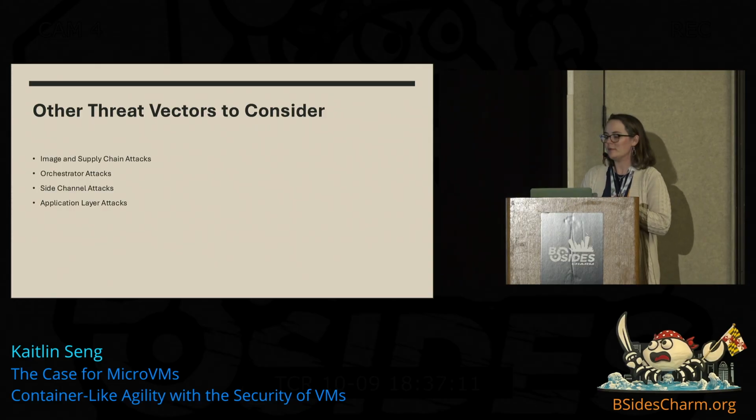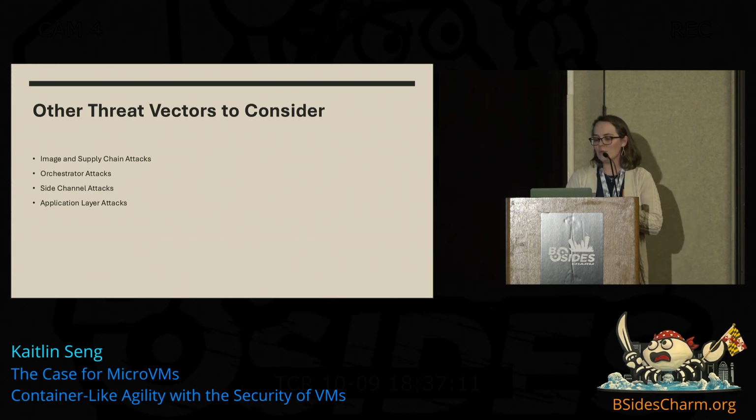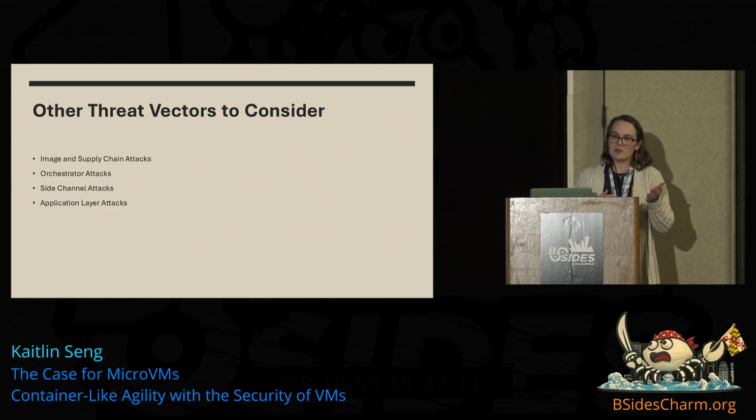So that was container escape and virtual machine escape. Here are some other threat vectors we may want to consider. There can be image or supply chain attacks, like if your container image or your VM image that you're downloading is at risk. Orchestrator attacks: if you're using extra software to manage all of your containers, that is a whole other attack surface. Side channel attacks, where maybe the attacker is not accessing your system directly, but they can predict the memory that's going to happen in your virtual machine and exploit your isolated virtual machine in that way.